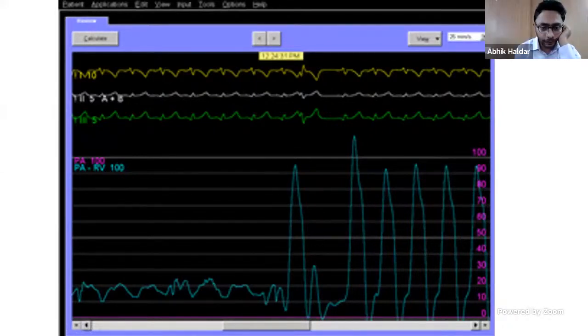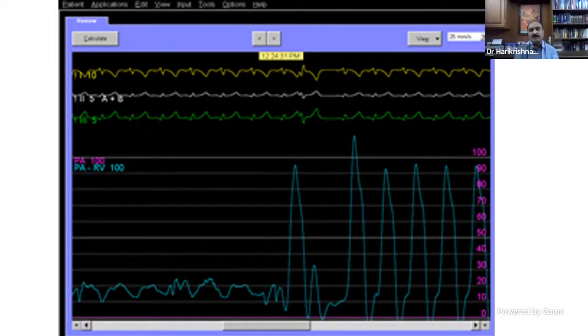So this is a pullback tracing from pulmonary artery to RV, showing a significant gradient. So it's a pulmonary valve stenosis. Significant gradient. Why do you say this is valvular? Why is it not subvalvular? Why is it not infundibular?